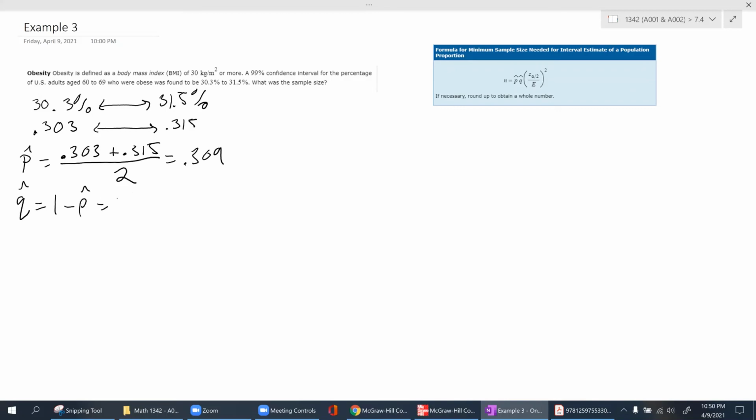This is 1 minus 0.309, which we find out gives me 0.691. Well, what else are we given?